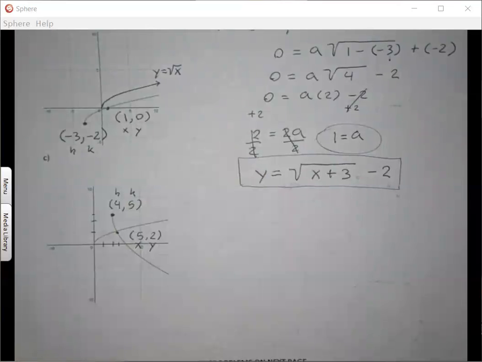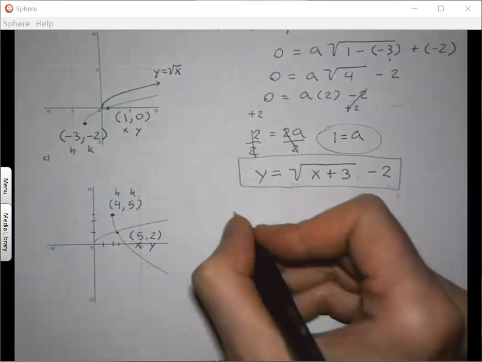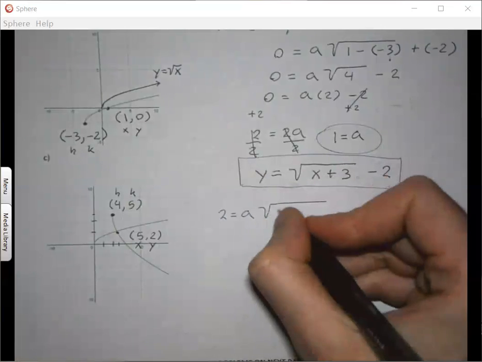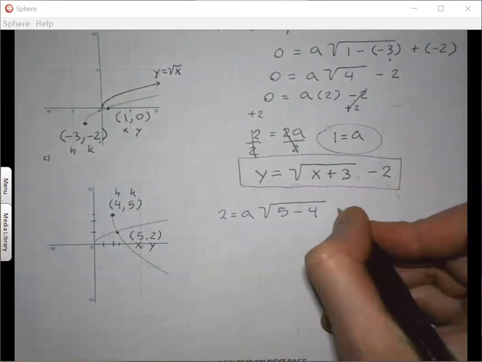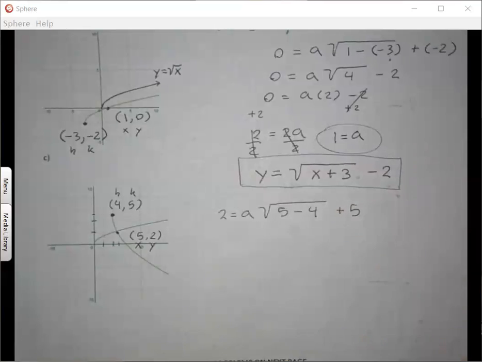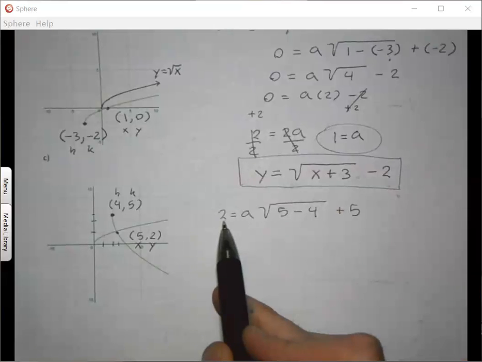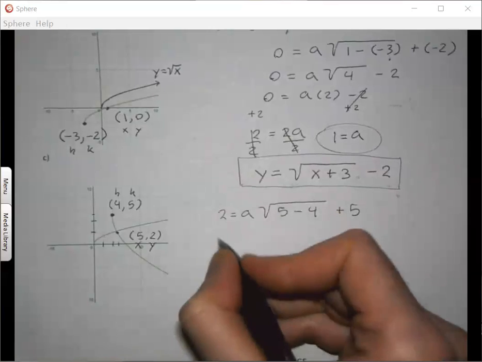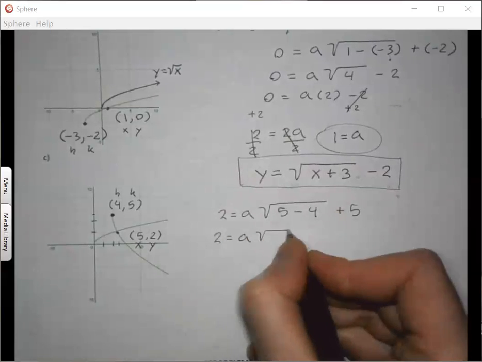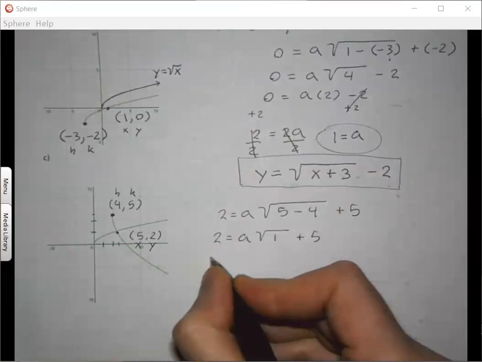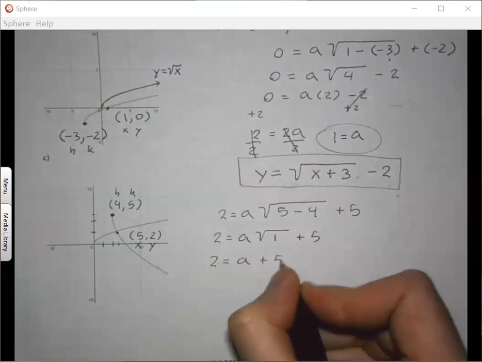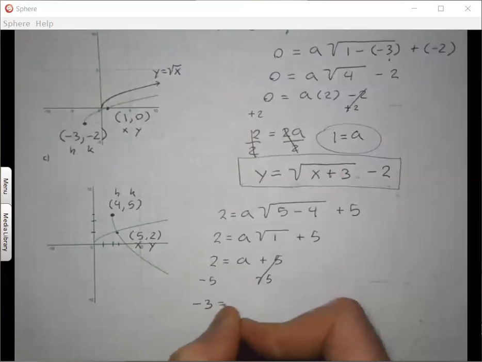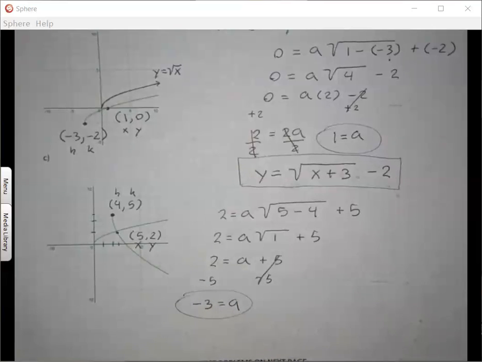So again, we're going to plug in HKXY into the original. So Y is equal to A square root X minus H plus K. So we found our A, we can write our equation.